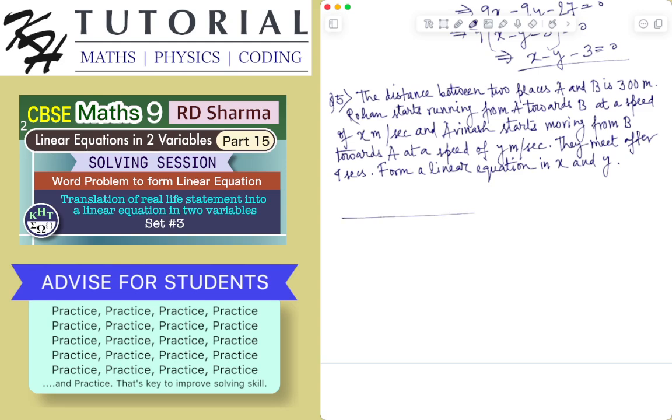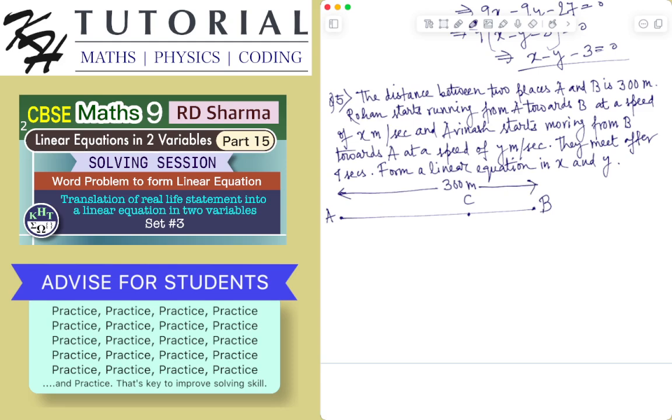So let's say this is the place A, this is the place B. Let's say they meet over here, at the point C. The distance AB is 300 meter. The distance between the points A and B is 300 meter.